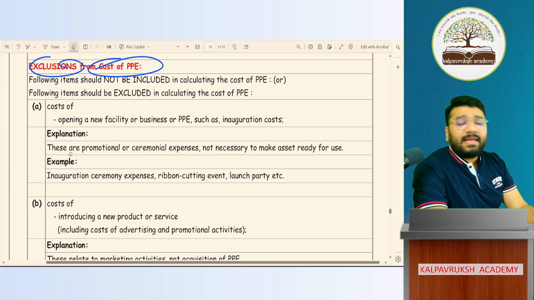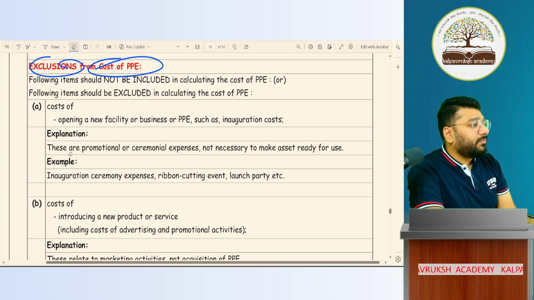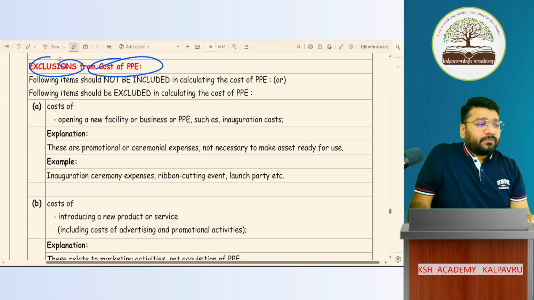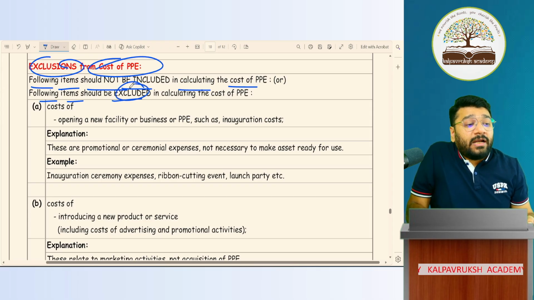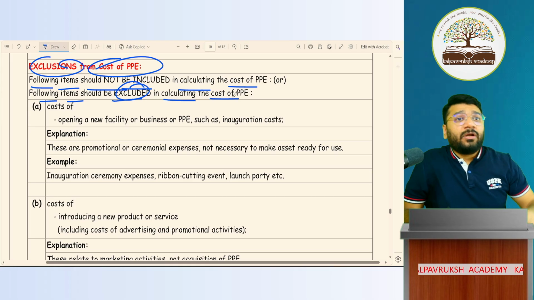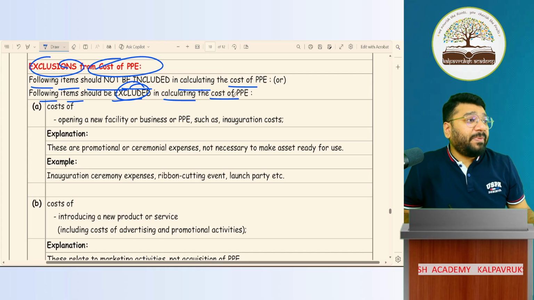Now, there are certain costs which cannot be a part of your cost of PPE. You will incur some expenditure, but that should not be a part of cost of PPE, which means you should not capitalize it. For example, the following items should be excluded from calculating cost of PPE. Means these items should not be capitalized to the asset. That is PPE. Got it, not got it?